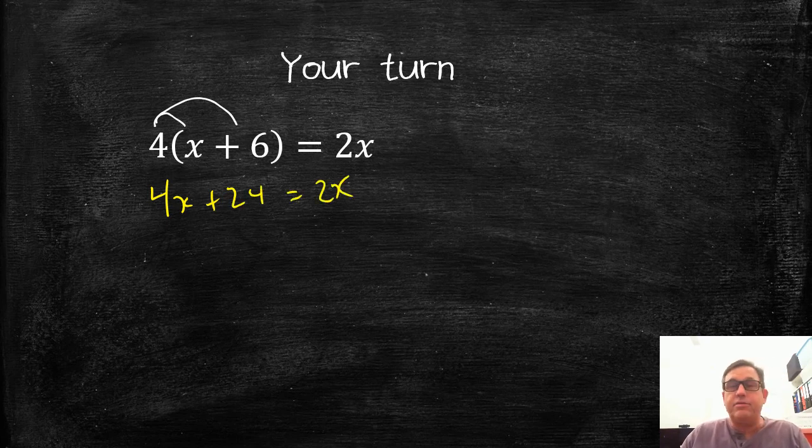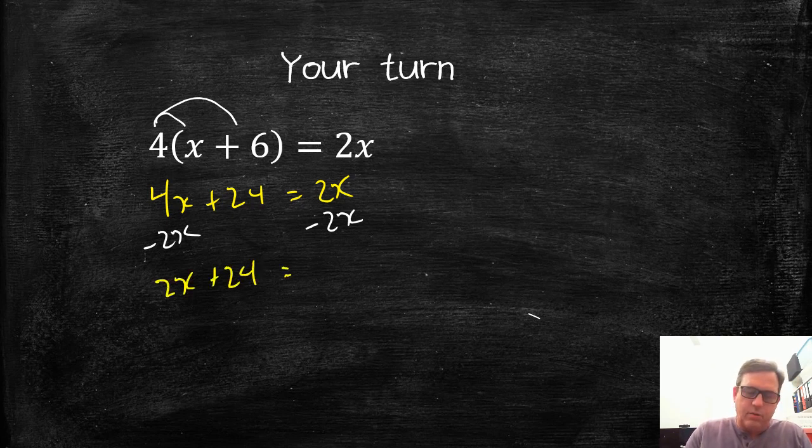Okay, my x's are on both sides. I need to get them together. I'm going to move the smaller one. Take away 2x, take away 2x, and I get 2x plus 24 equals 0. I need to get 24 over to the other side, so minus 24. Again, this looks a little bit familiar now. So 2x equals minus 24.